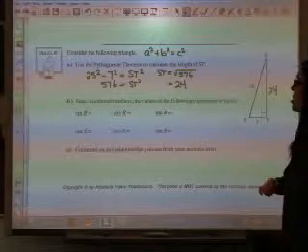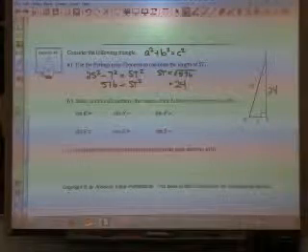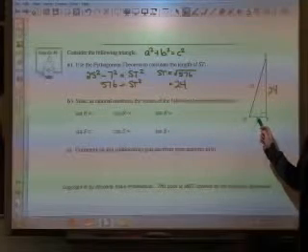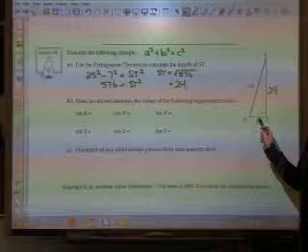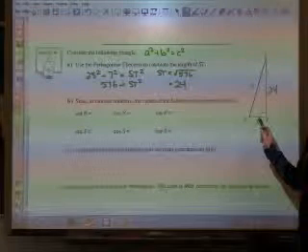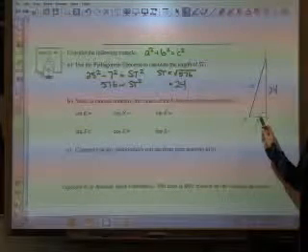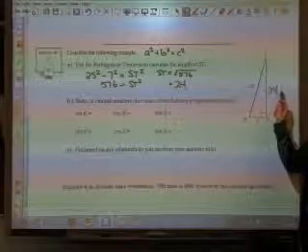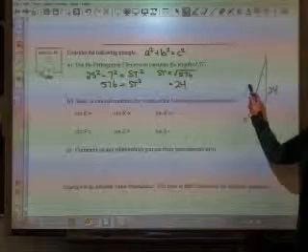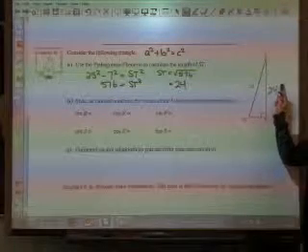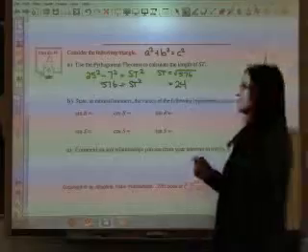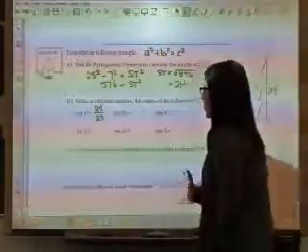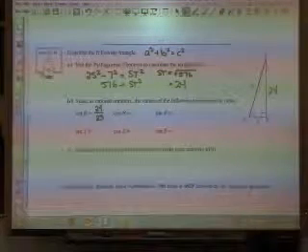So state as rational numbers the values of the following trig ratios. So sine R, which is opposite over hypotenuse, would become what numbers? Opposite over hypotenuse. 24 over 25. Okay, I'm going to give you a couple of minutes and I want you to do the other 5.